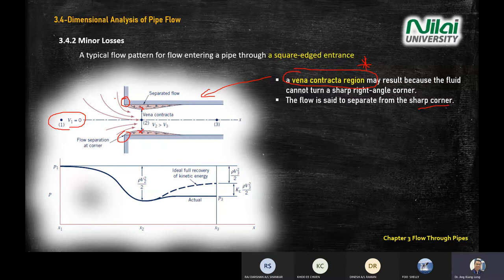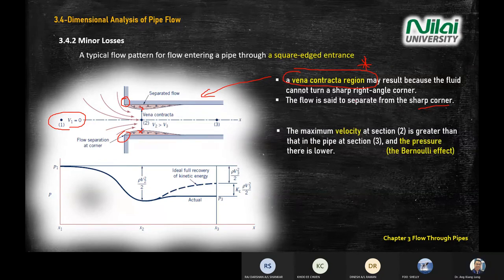So in engineering design, we will avoid sharp corners. If you study aerodynamics, flow design or fluid mechanics, we will try to avoid sharp corners because vena contracta will appear in your design. Meaning you squeeze the flow inside the pipe, okay.